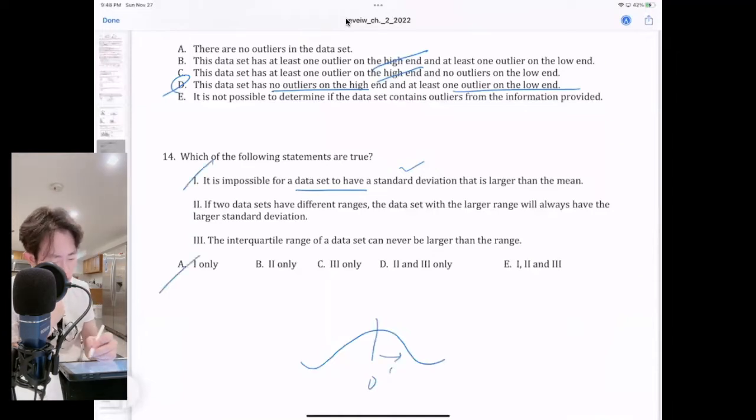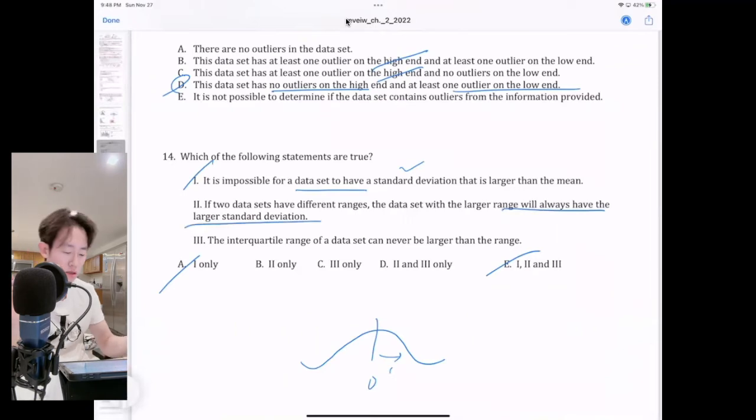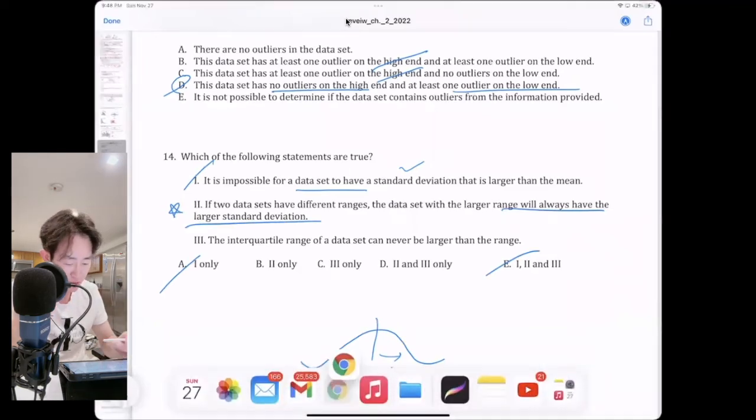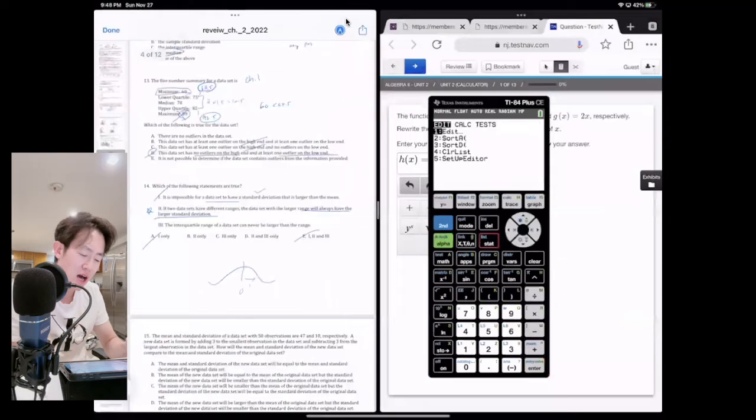So 1, anything with 1, I'm eliminating. If two data sets have 2 different ranges, the data set with a larger range will always have the larger standard deviation. Now, somewhere in your maybe just experience wise, this is just not going to be true. And I'll show you an example of this.